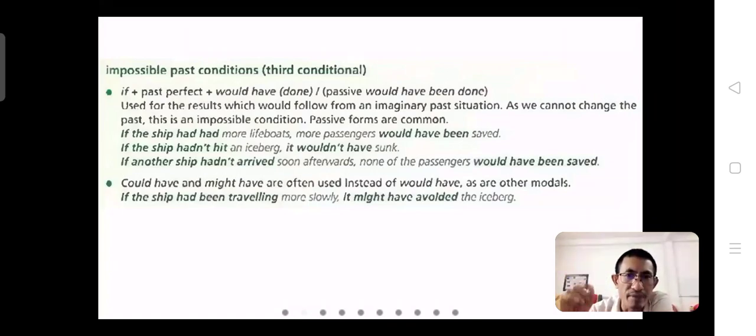In the third conditional, in the if clause we use the past perfect, and in the main clause we use would, could, or might have. You see, in the main clause.